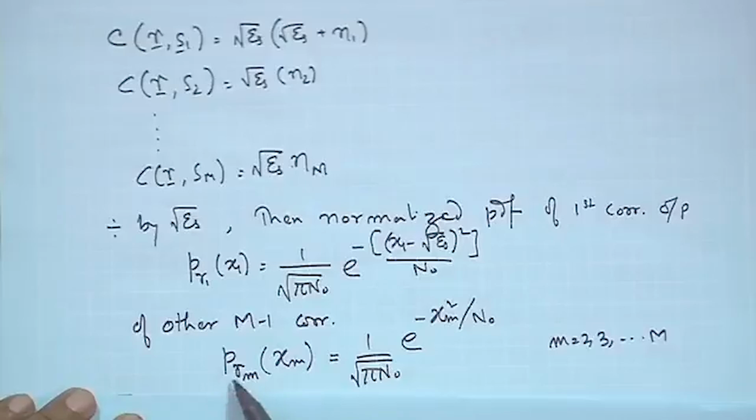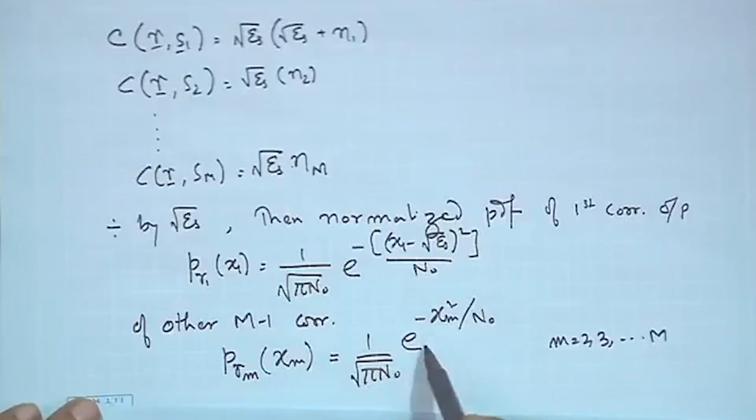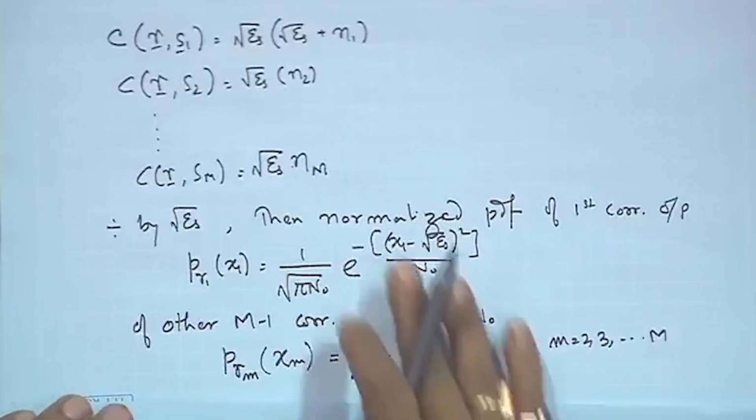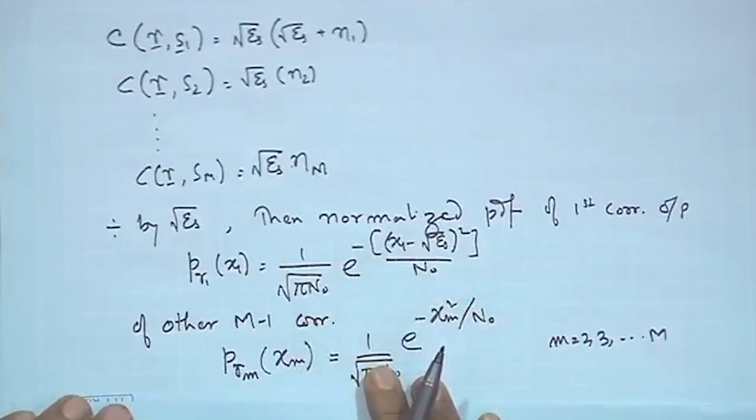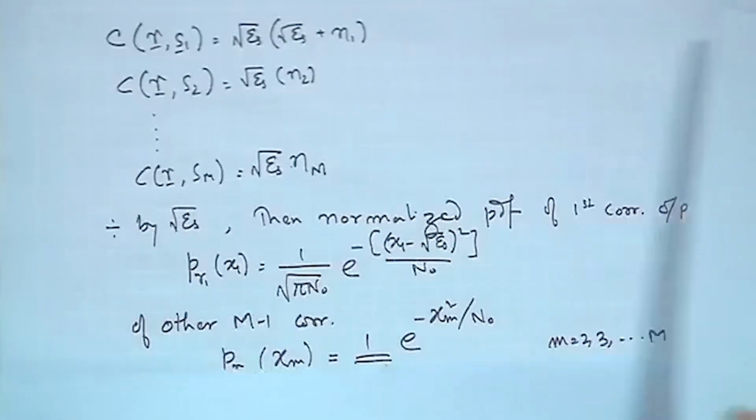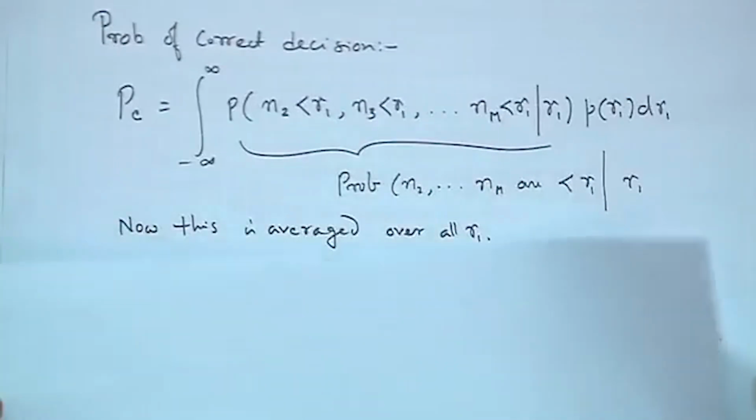So, we write PRm. Now, we are using m because for our particular case m and n are the same. So, xm is the general symbol, this is 1 over root 2 pi sigma squared, e to the power of minus xm squared by N0, because these do not have a mean, this is basically the 0 mean for all other correlator outputs. Now we have to use this to calculate the probability of error. In order to calculate the probability of error, it is better in this particular situation to go ahead with calculating the probability of correct decision.